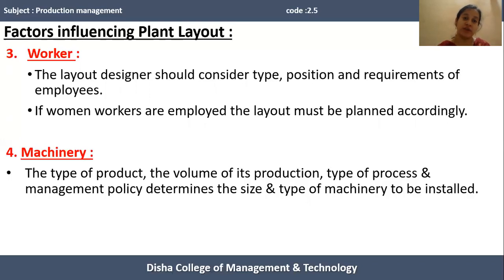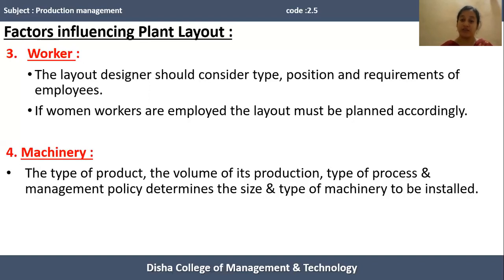The next factor the production manager should consider is machinery. According to the installation of machines inside the factory, the production manager should design the layout of the plant. The installation of machinery depends upon the type of product the firm produces, the volume of its production, the type of process, and the management policy. If the firm produces a larger quantity of goods, then the production manager should suggest installing machines having higher capacity for production.